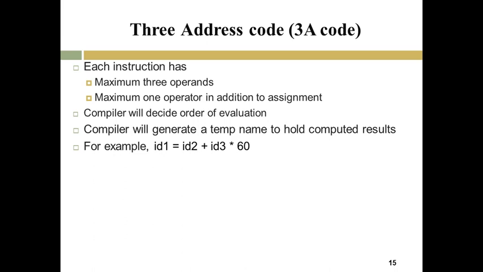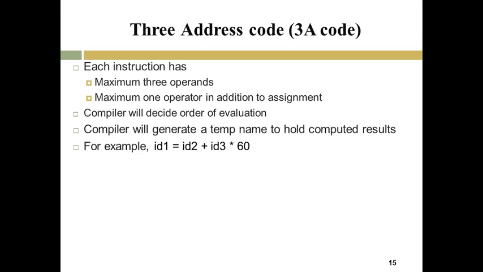The characteristic of 3 address code is that each instruction has a maximum of 3 operands, and a maximum of 1 operator is permitted in addition to the assignment operator. So in every statement of 3 address code there will be one assignment operator, and in addition there can be one more operator, either unary or binary. If it is a binary operator, there are 2 operands on the right hand side as source operands. If it is a unary operator, there is 1 operand on the right hand side as the source operand. The left hand side of the assignment is the destination operand.